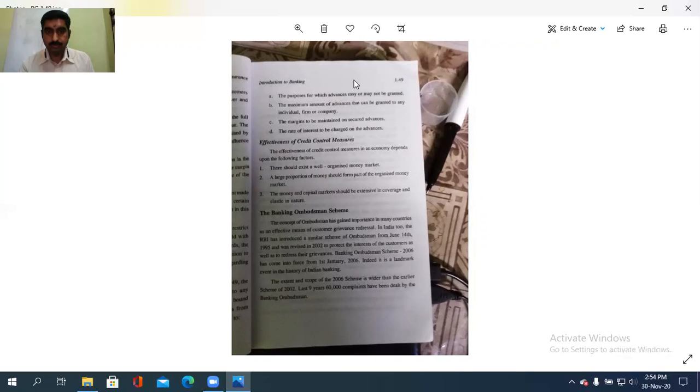Second, a large proportion of the money should form part of the organized money market, a particular section of the money. And also the money and capital market should be extensive in coverage and elastic in nature. Also it should be extensive in coverage, widespread. So that is the three advantages of the effectiveness of the credit control measures.